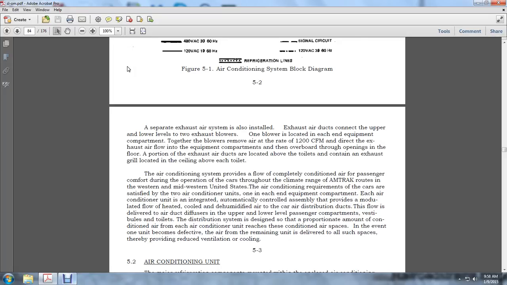The flow is delivered to the ducts and diffusers of the upper and lower level passenger compartments, the vestibules and toilets. The distribution is designed so that the proper amount of conditioned air from each air conditioner reaches the conditioned air spaces. In the event a unit becomes defective, air remains delivered to all such spaces through the remaining unit, providing reduced ventilation or cooling.